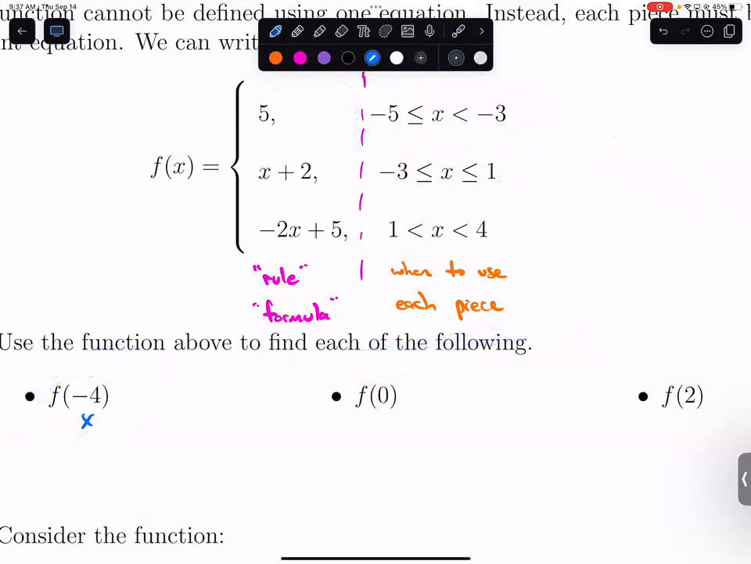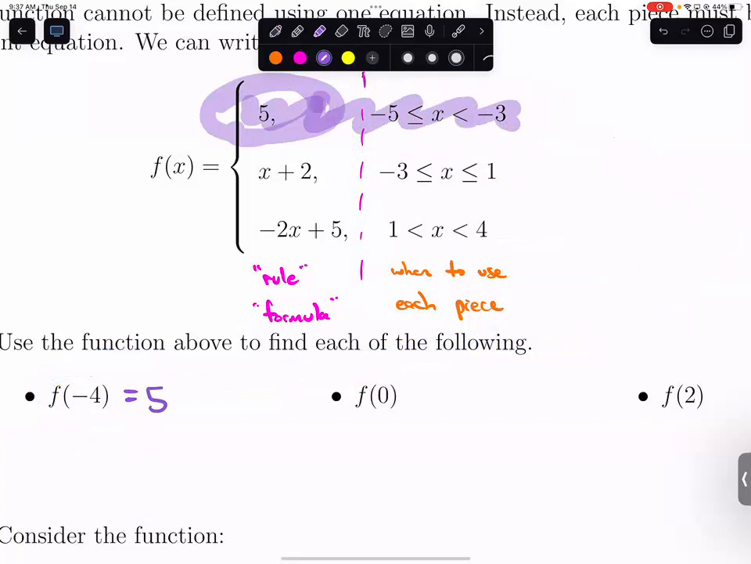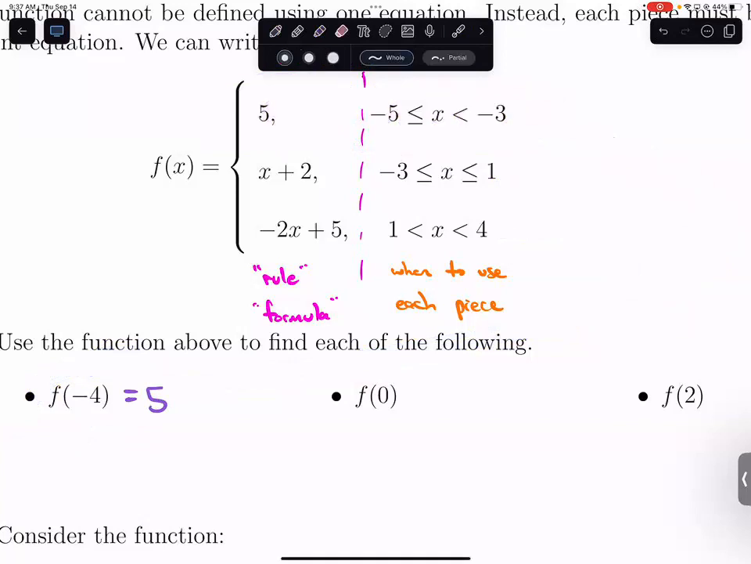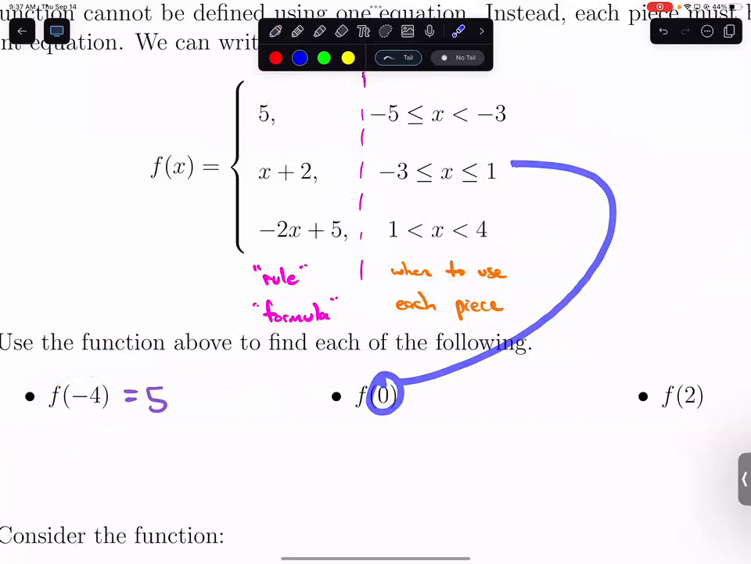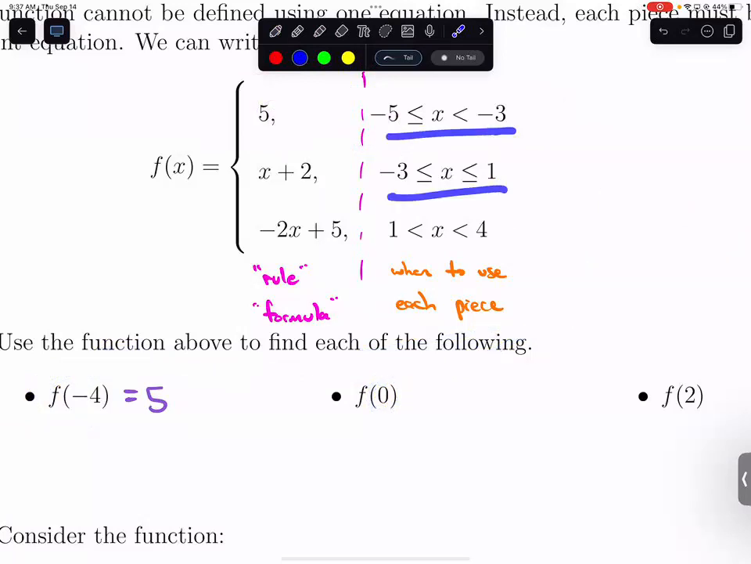So f of -4 then is 5 because I take that as our y value, right? I'm using this piece. So the y value is 5. All right, what about 0? Which of these does 0 land in?